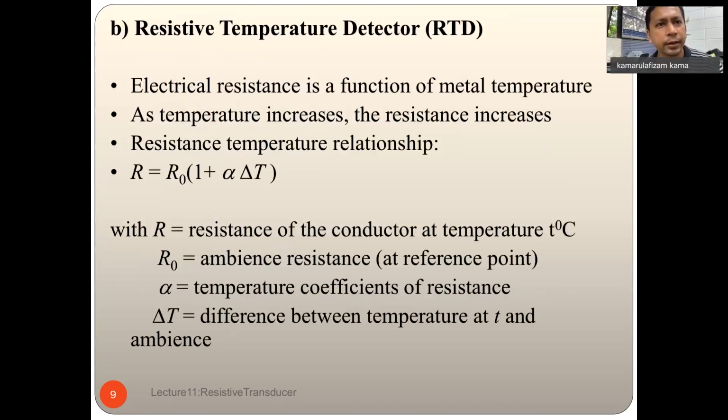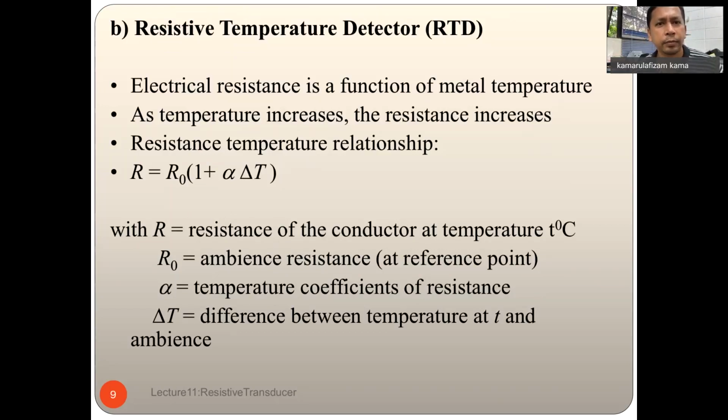Next one is RTD. Basically, they are doing the same thing, measuring temperature and giving out resistance. The formula is there, R equals R naught (1 + alpha delta T). Okay, you can see what is the R naught, alpha, and T.